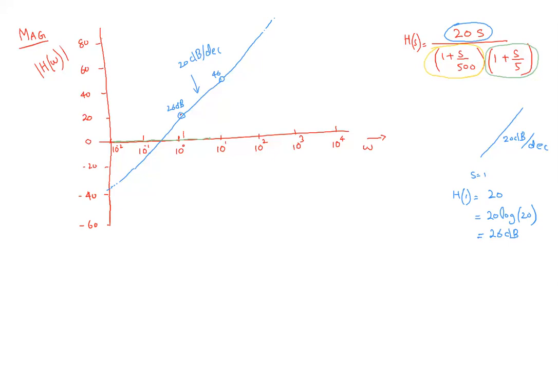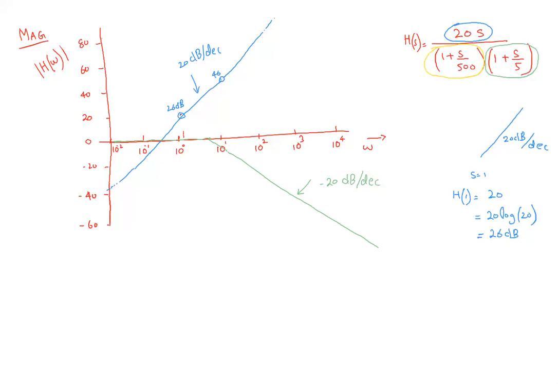So from onward, it might not be up to the scale, so you don't have to verify my y-axis too much, that's why I'm just writing. It's going to be minus 20 dB per decade. Okay, so that's going to be like this at s is equal to 5.